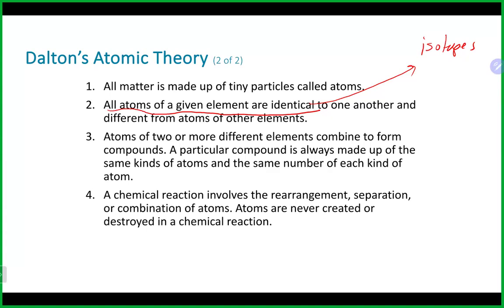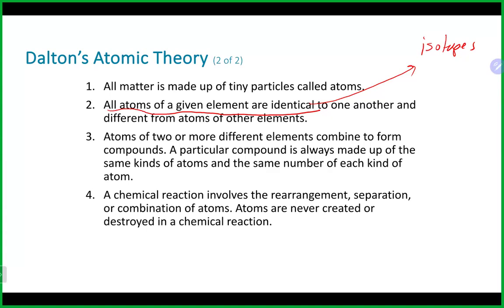Now, the second part of that is okay, the part where it says that an atom of one element is different than an atom of another. So if you had a copper atom versus an iron atom, there are differences in those two. They are not identical to each other. So that part's all good.